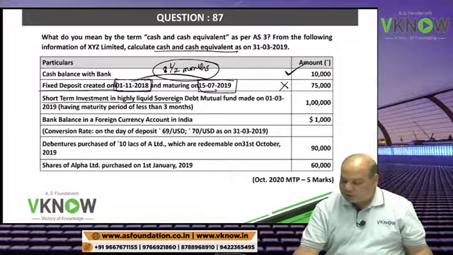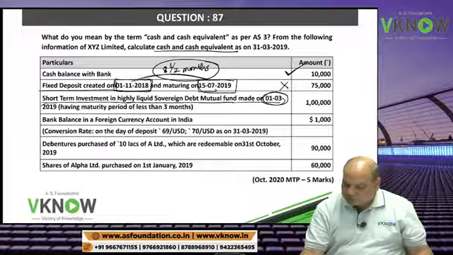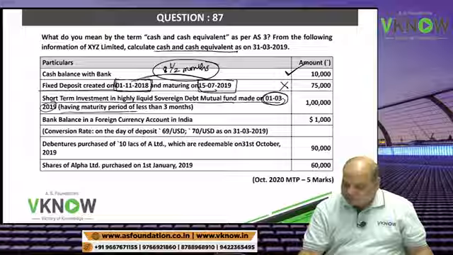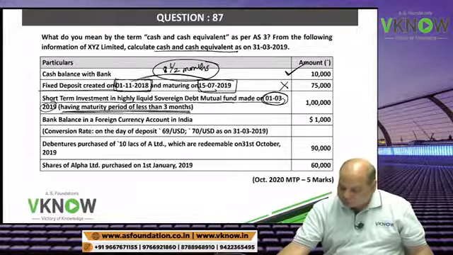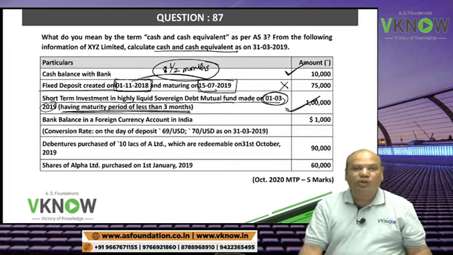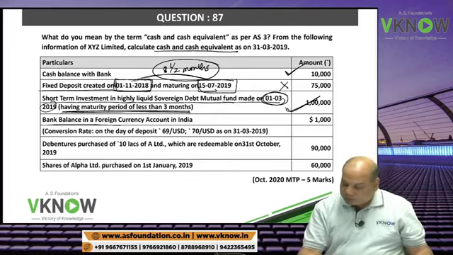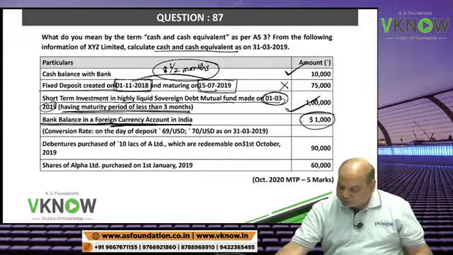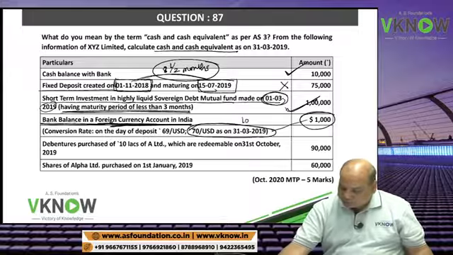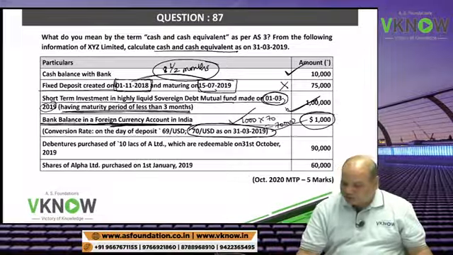Short-term investment in highly liquid mutual fund. This was made on 1st March 19 and here it is written having maturity period of less than 3 months. So this 1 lakh will be included in cash equivalent. Bank balance in foreign currency in India. So all bank balance in India or outside India will be considered, but this is given in dollar. So we will multiply by closing rate, 1000 into 70, 70,000 rupees will be considered.